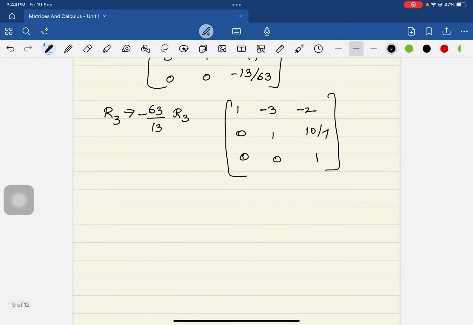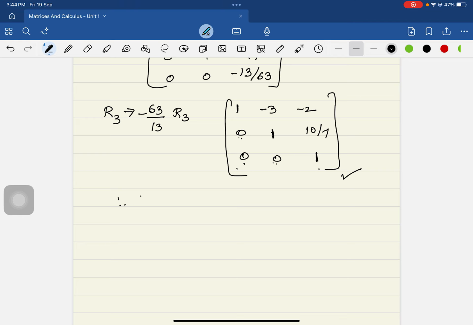Now there are 3 non-zero rows. The number of zeros before a non-zero element is 1 here. The number of zeros before a non-zero element is 2 here. So the bigger number of zeros is in the last row. So that is done. The first non-zero element in every non-zero row is equal to 1. So it's in a proper echelon form.